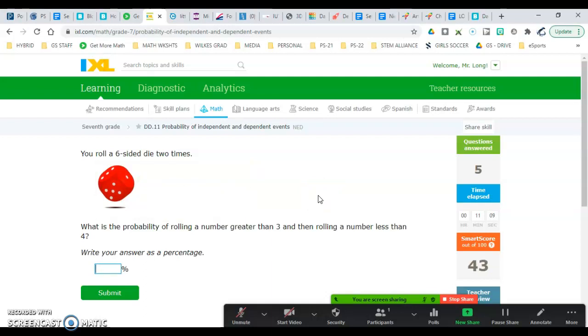And if it is dependent, remember the first thing that you wanted had to happen in order to keep playing the game. So especially if you have the cards, just cross off the 1, cross off whichever card they asked for at the beginning, and then look at what you have left. All right, good luck. Turn this paper in, and then you're going to pick up with this IXL, which is DD11. Good luck.